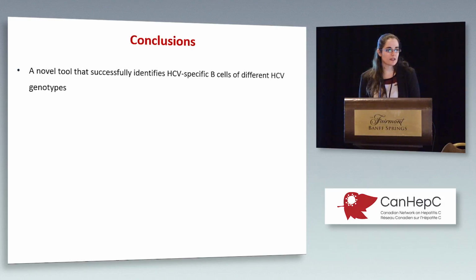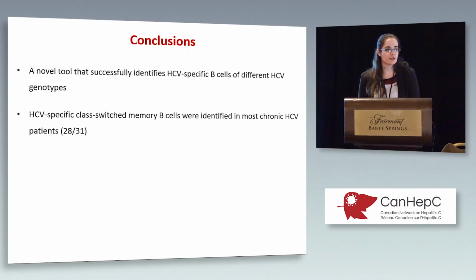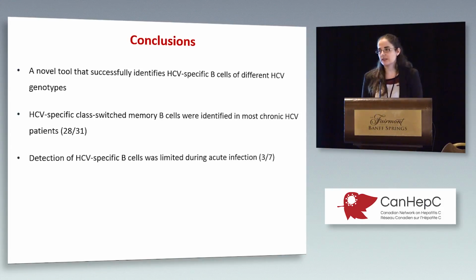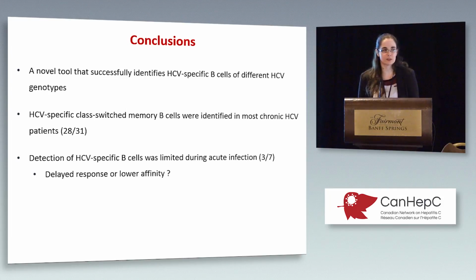So with this, we showed that this new tool can successfully identify HCV-specific B cells from different HCV genotypes. And we could identify class-switch memory B cells specific to HCV in most chronically infected patients. However, the detection was limited in acute infection, which would suggest either a delayed response or a response of too low affinity to bind to our tetramer.